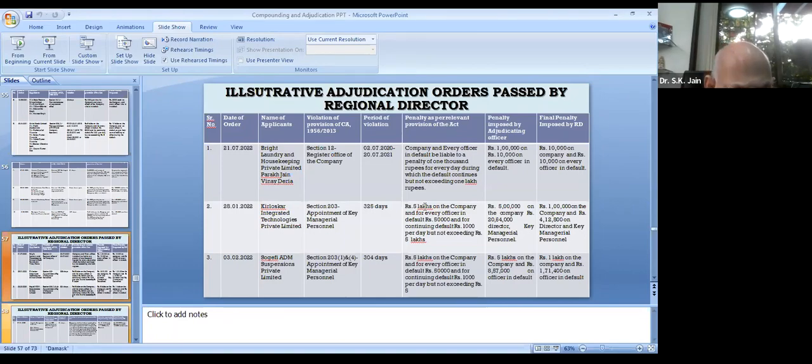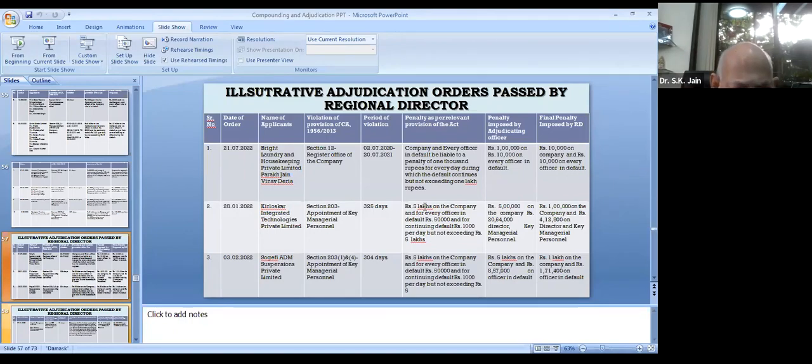Then next is 26/1/2022. In the case of Kirloskar Integrated Technologies, the violation is the same, Section 203, appointment of key managerial personnel, delay of 325 days. Penalty provision I've already told. Then ROC has imposed a penalty of 5 lakh on the company, rupees 20 lakh 64,000 on director, key managerial personnel, etc. RD reduced it to 1 lakh on the company and rupees 4 lakh 12,800 on each director and KMP.